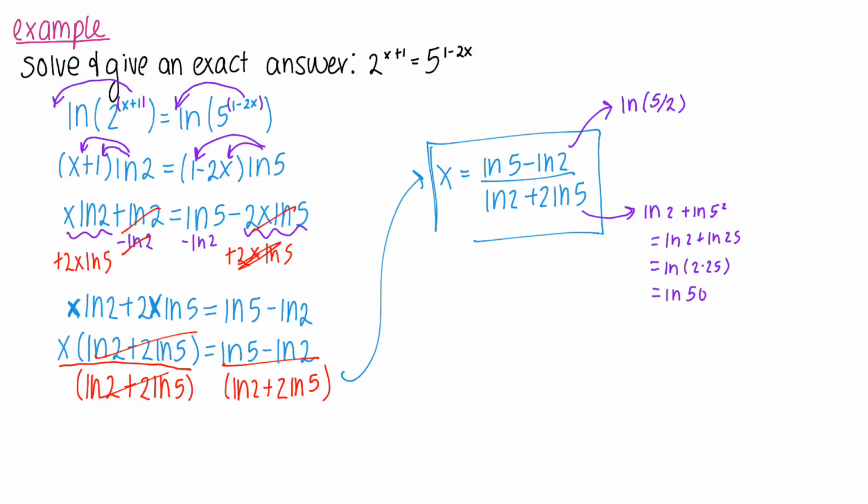So if I was feeling really fancy, I could make it ln of 5 halves over ln 50, but that's about as complete as you can make it, as simplified as you can make it. And I would suggest not doing that. I would just suggest leaving it here. No reason to go the extra mile down here.